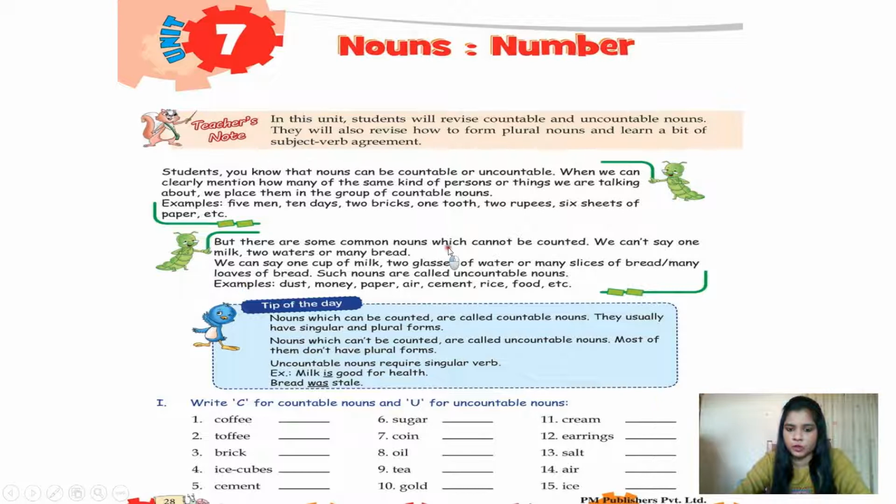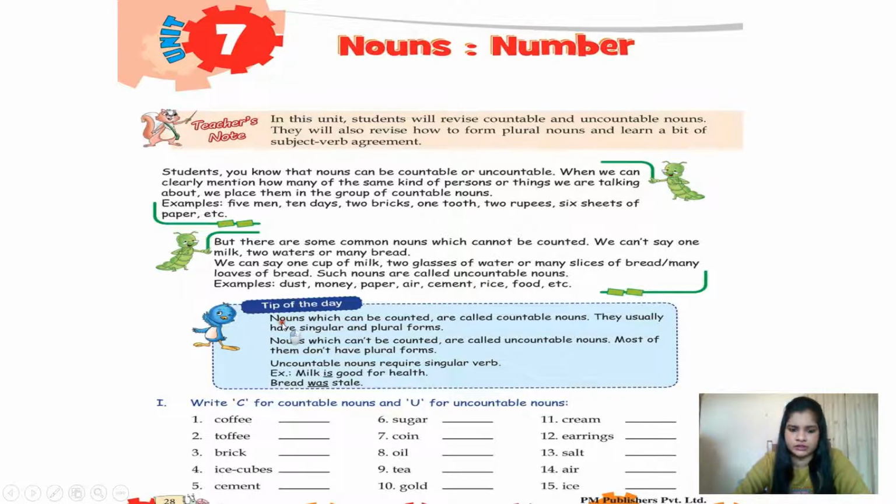But there are some common nouns which cannot be counted. We can't say 1 milk. Children, can you count drops of milk? No. 2 waters or many bread, we cannot count, children. So the things which cannot be counted are known as uncountable nouns. We can say 1 cup of milk. You can count the cup but not the milk. 2 glasses of water or many slices of bread, many loaves of bread. Such nouns are known as uncountable nouns. For example, dust, money, paper, air, cement, rice, food, etc.